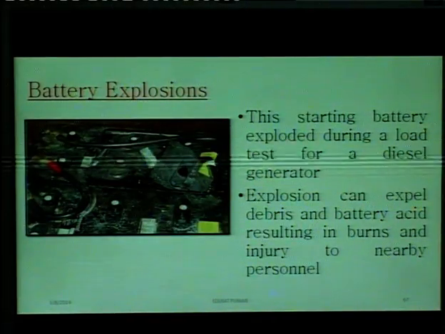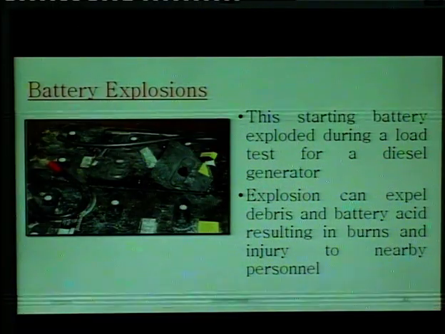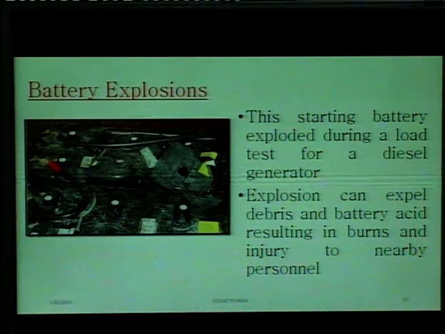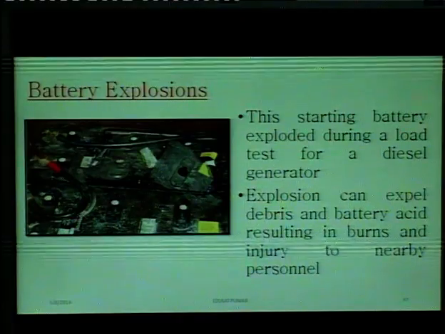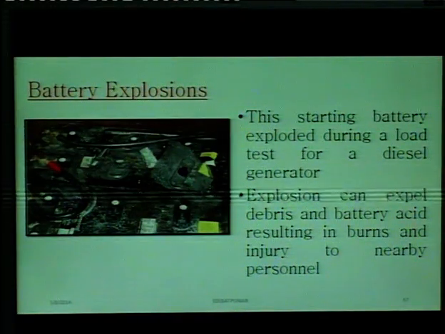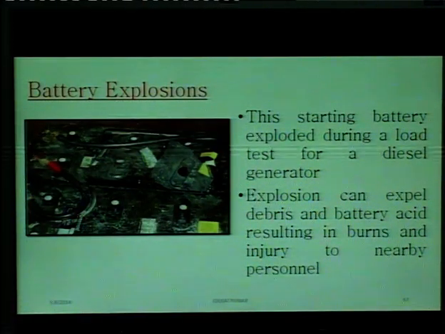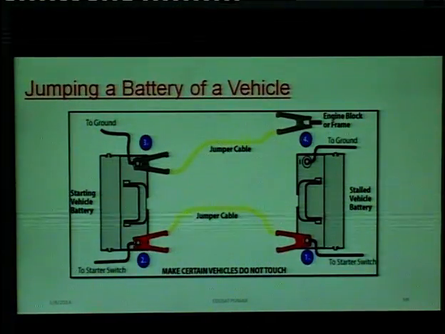Battery explosions can take place, which are very dangerous. An explosion can expel debris and battery acid, resulting in burns and injury to the nearby person. If the battery bursts, what comes out is acid which can burn the healthy skin of the operator. Now there is jumping of a battery.